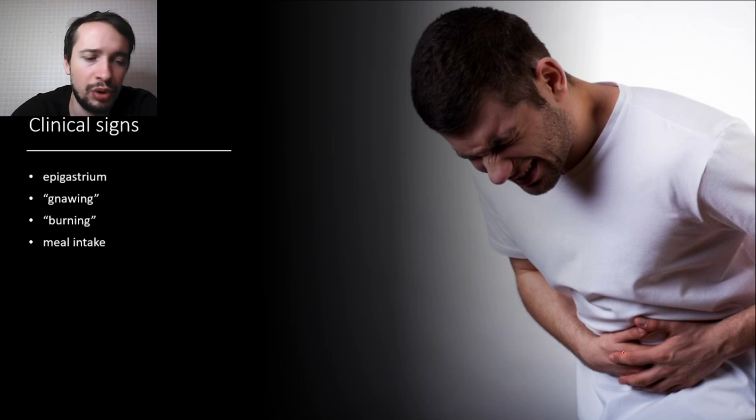The most common symptom of PUD is pain, commonly located in the epigastrium, often described as gnawing or burning, and can be related to meal intake depending on the location of the ulcer. That is about pain. Other symptoms are belching, indigestion, gastroesophageal reflux, nausea, vomiting, bloating, and abdominal fullness.